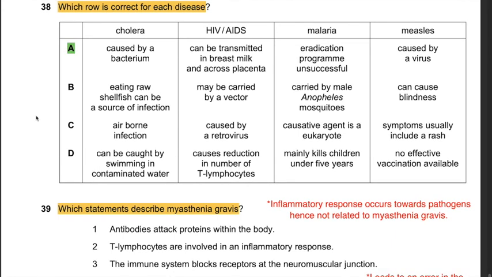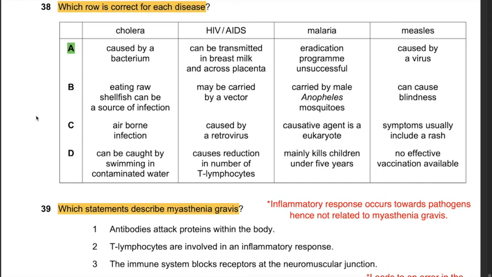If we look at the other answers B, C and D, in B they have mentioned, under malaria, carried by male Anopheles mosquitoes. That is incorrect, as male mosquitoes have nothing to do with malaria. It is the female mosquitoes which act as the vector. Therefore answer B is incorrect.